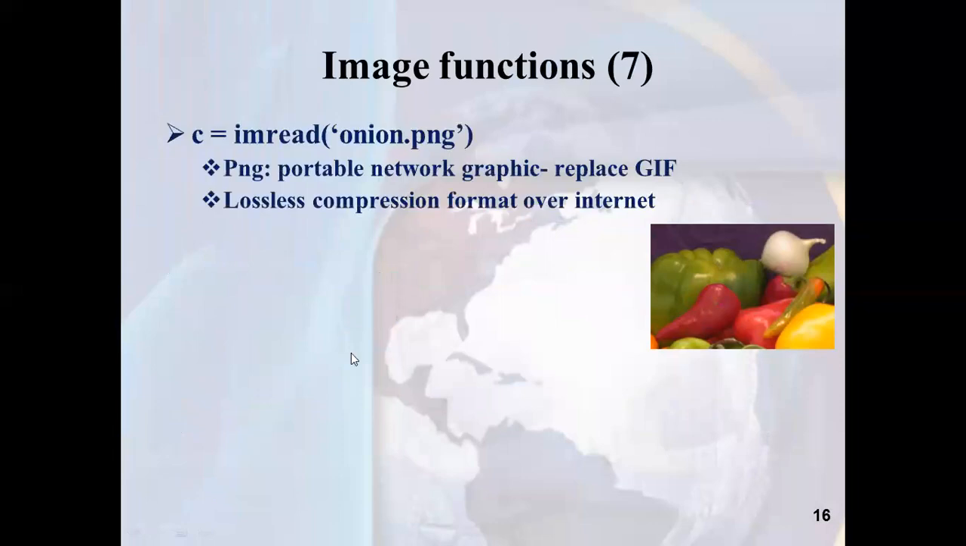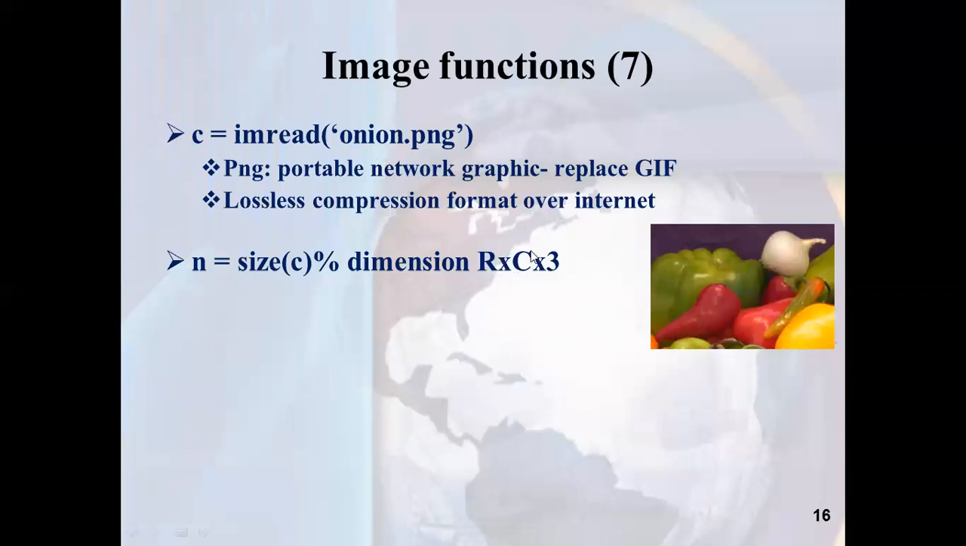Okay. Now imread onion.png. This is the image onion.png. Also, PNG is a portable network graphic that replaces GIF, and it's used to send images over the internet. So it's a lossless compression format over the internet. So we talk about imread. Also, we can find the size. Now, onion is a colored image. It's not a gray level image.